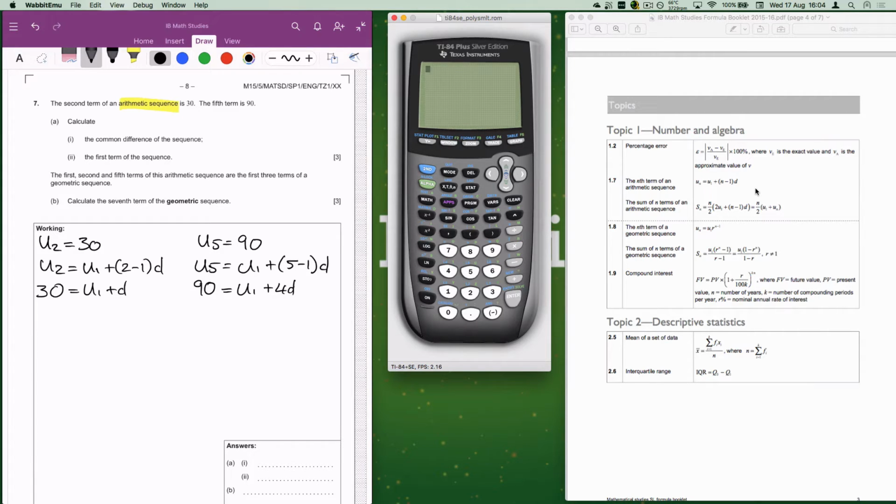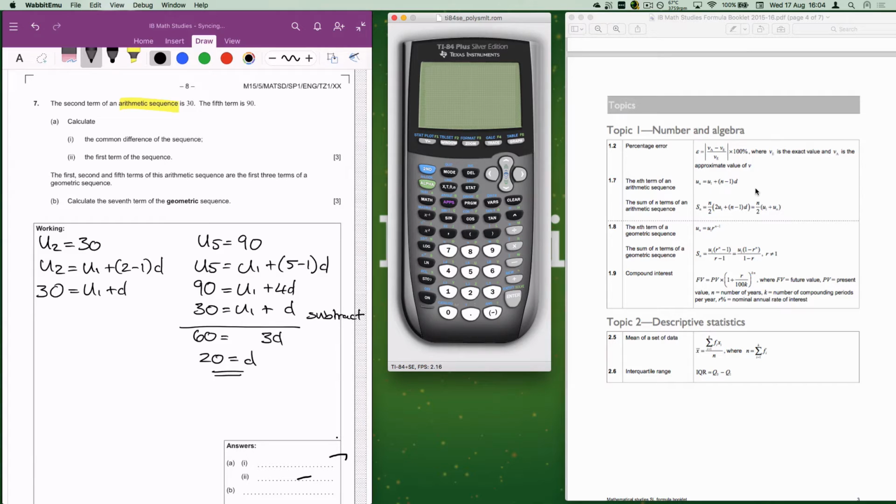So all we're going to do is line these two equations up. So I'm going to write underneath the second equation, and I'm going to subtract them. So 90 take away 30 is 60. u1 take away u1 is 0, and 4d take away d is 3d. This means that we've now found the common difference is equal to 20.